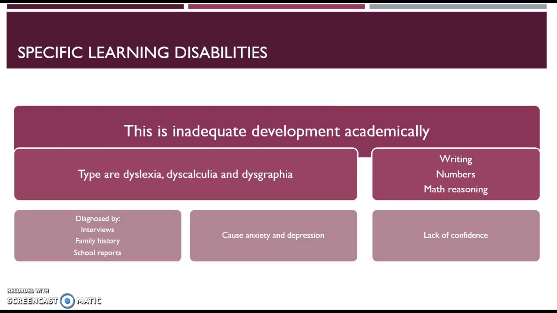Then there is specific learning disabilities. These disabilities are just inadequate development of specific academics, such as language and speech skills. This could include, the biggest one that I've seen is dyslexia, which is a problem with reading and writing and spelling. And then the other two are the children that have struggles with writing, comprehending, and putting sentences together, numbers, or math reasoning skills.